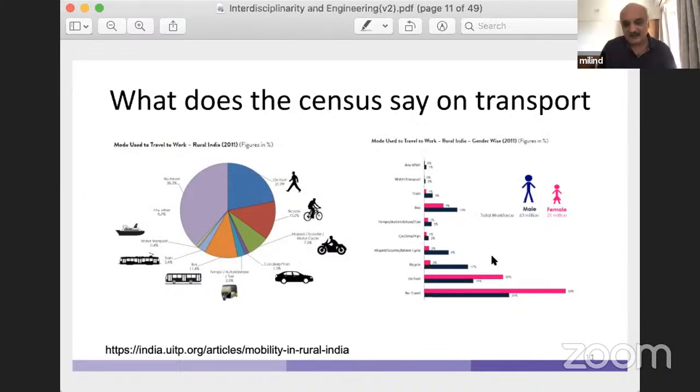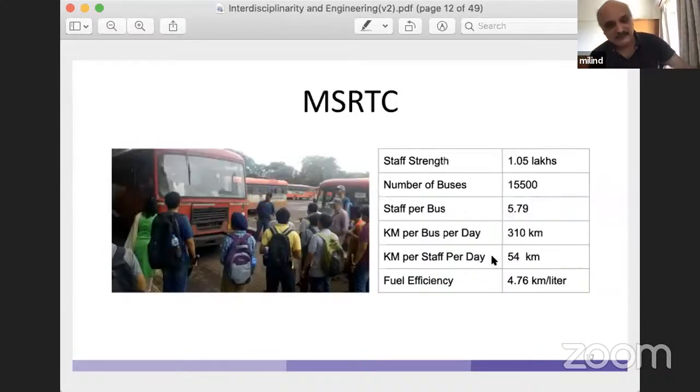So I hope that I've given you sufficient understanding of how important public transport is. It's also important for kids going to school. Colleges, your school may be near you, but your college is typically 10 kilometers away, and travel to college is again by bus. So let's look at MSRTC, Maharashtra State Road Transport Corporation.